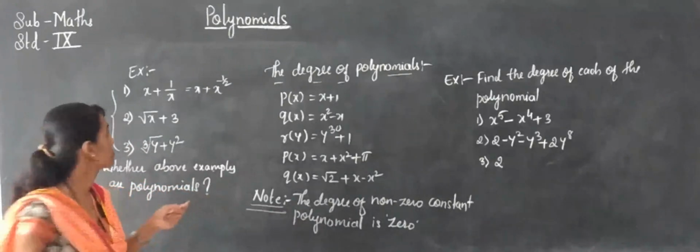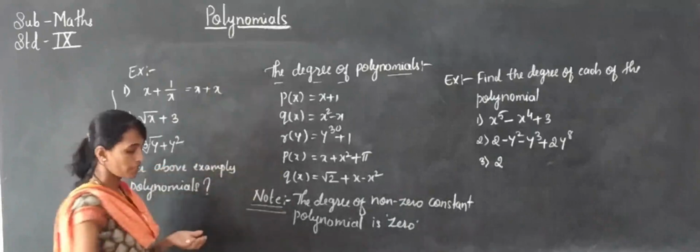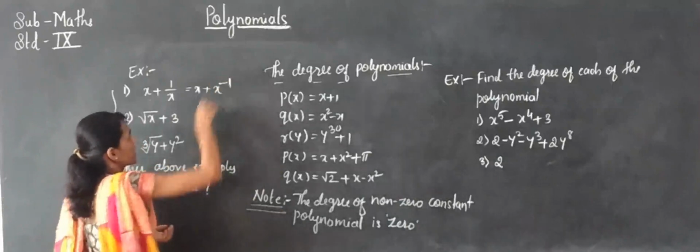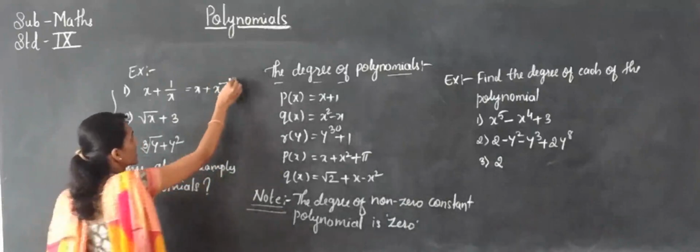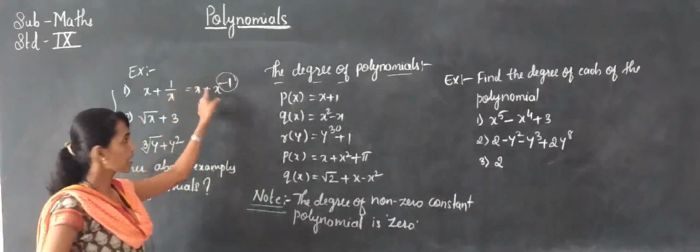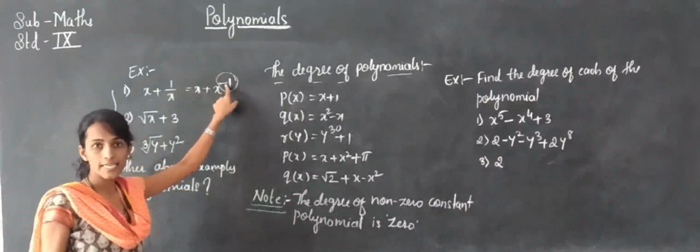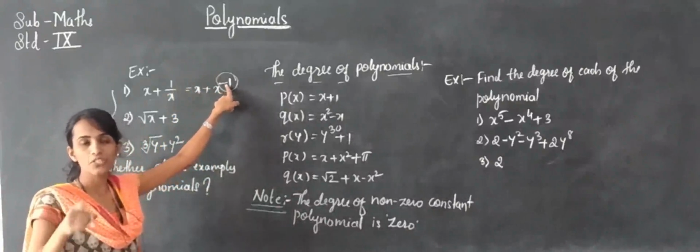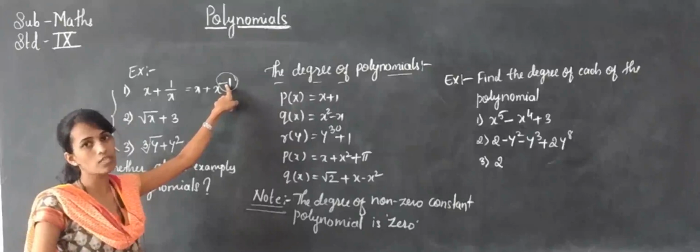So what do we do? x to the power minus 1. So here the degree is negative. This is an algebraic expression, okay. So these are algebraic, but the exponent is negative here. If an algebraic expression has a negative exponent, that means it is not a polynomial.